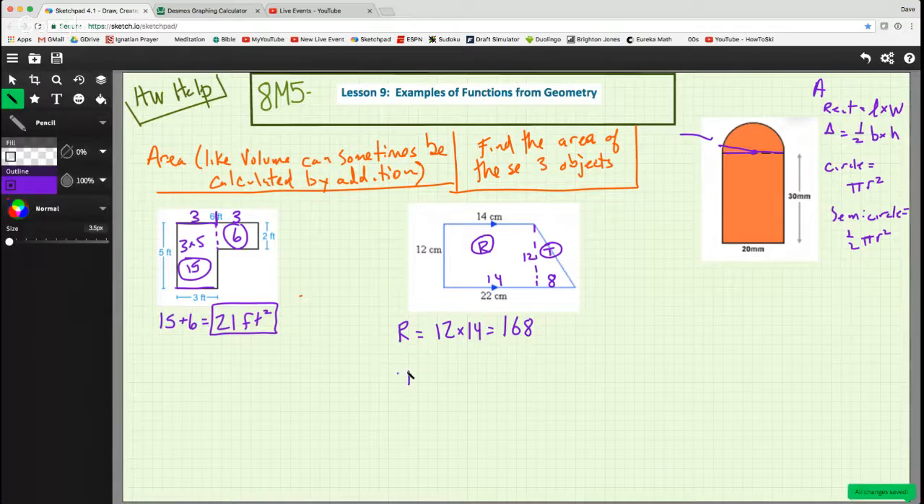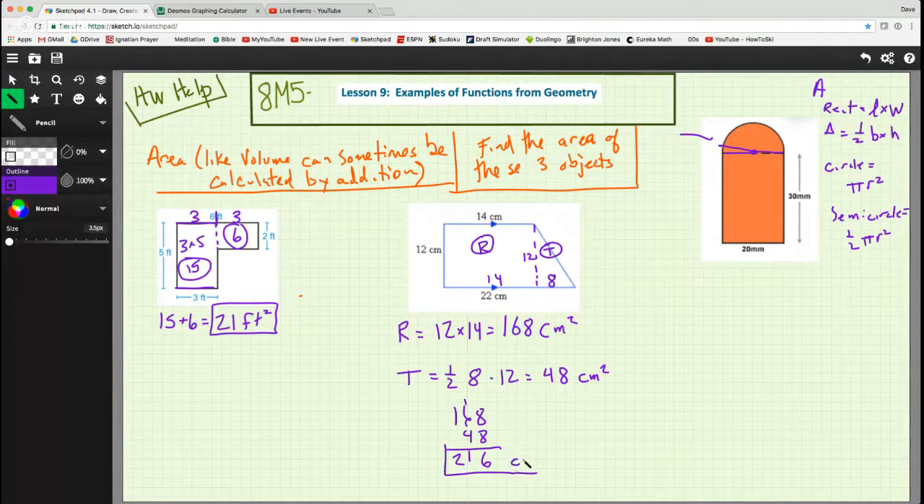Remember, the area of the triangle is 1/2 of base times height. The base is 8. The height is 12. So that's 48. And these are centimeters squared, right? Two dimensions, so we have squared. Let's add 168 and 48. That's 216 centimeters squared. Okay, good.